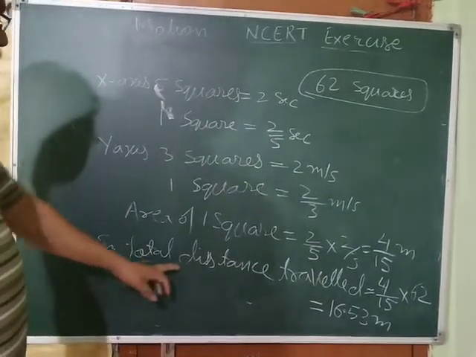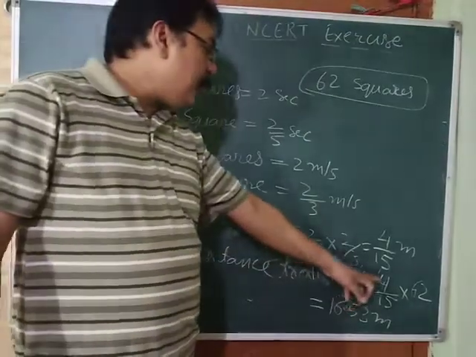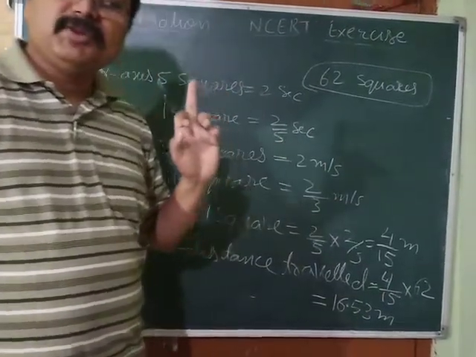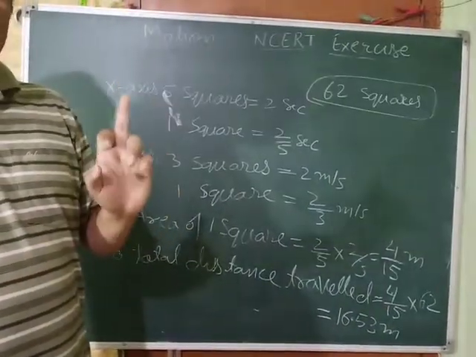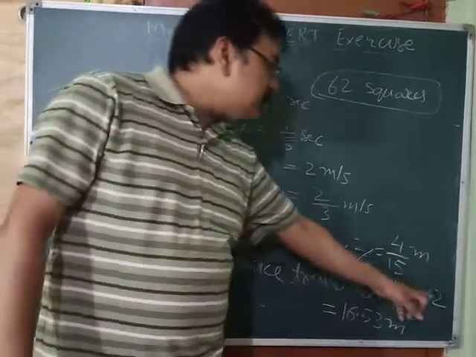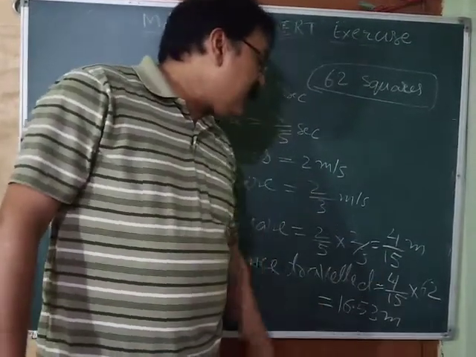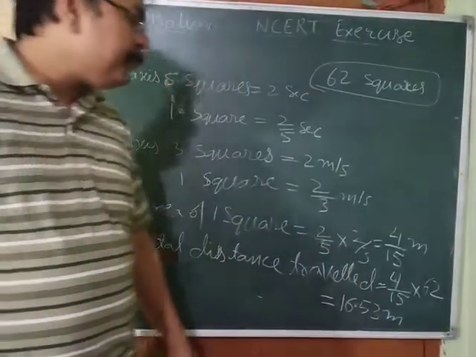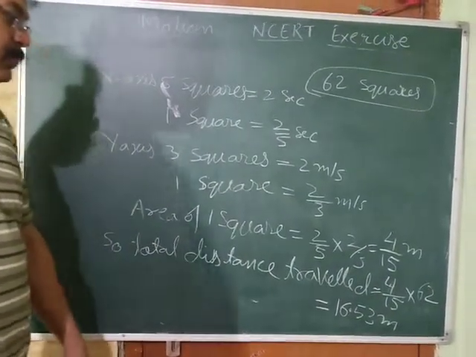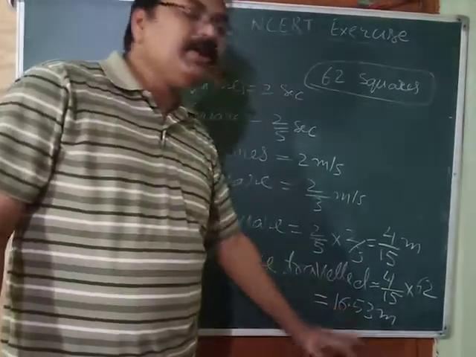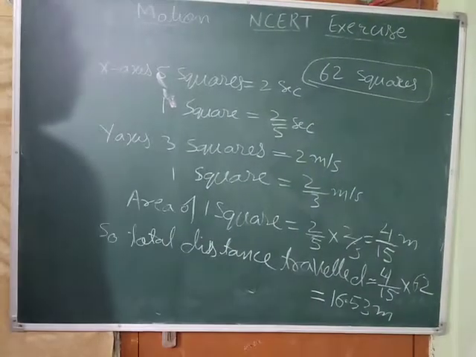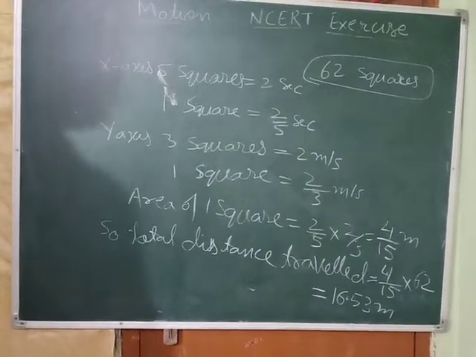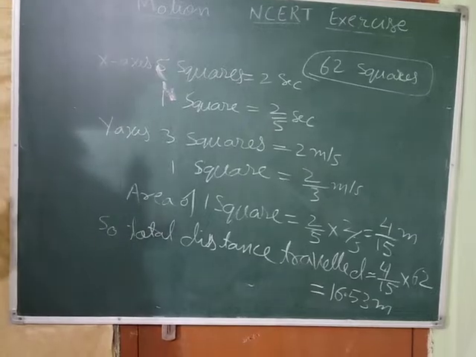So the total distance traveled is equal to 4 by 15. It is the distance traveled when 1 square is covered. But how many squares are there? 62 squares. So we will multiply this, and after multiplying we have to divide by 15. Okay, so we are getting 16.53 meter. Okay, in this way we can find out the distance traveled by the body from 0 to 4 seconds.